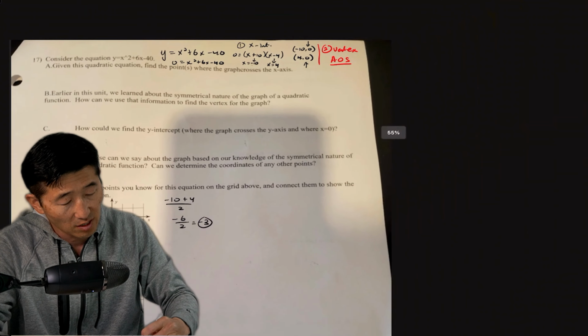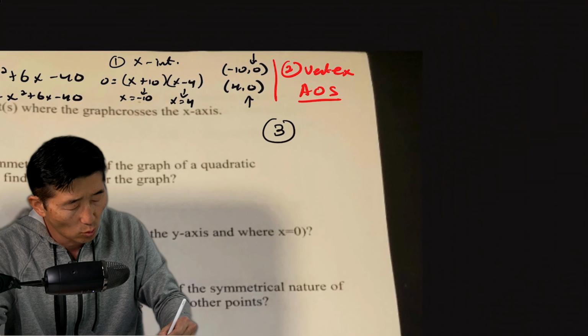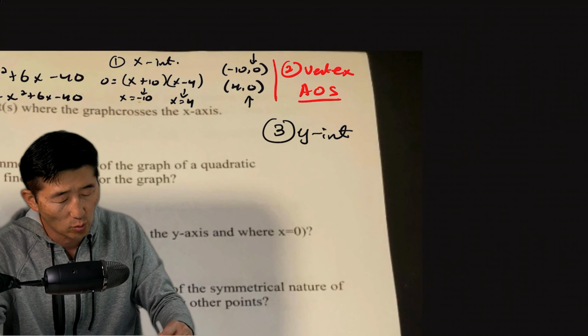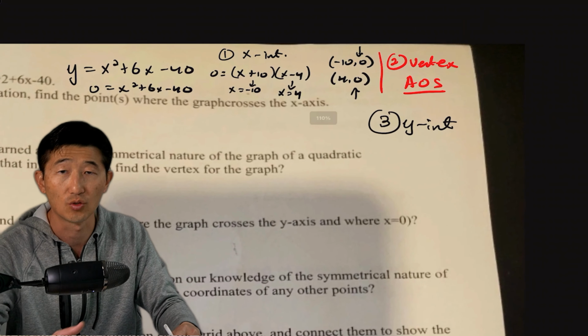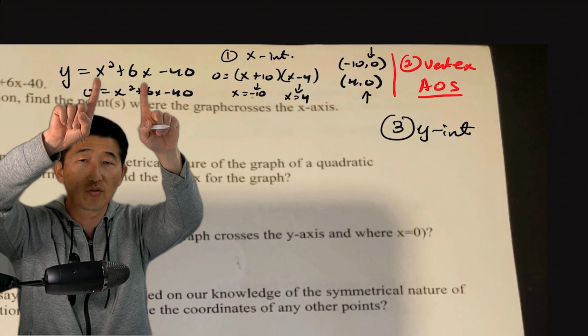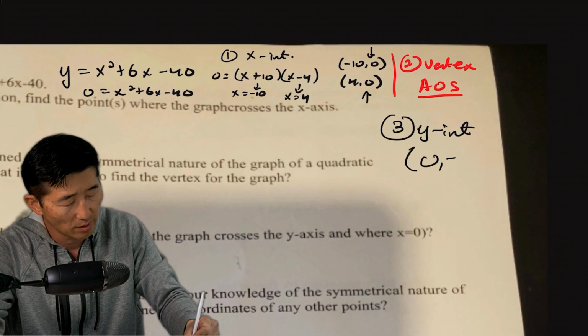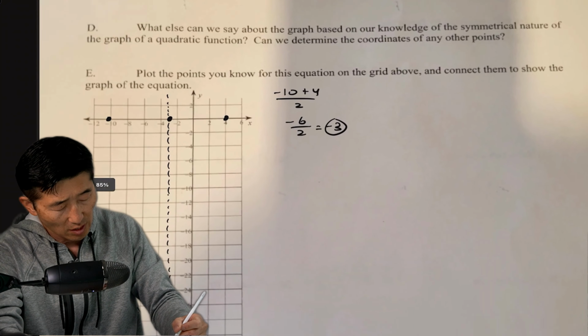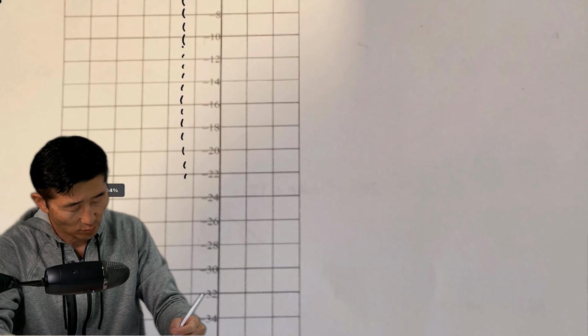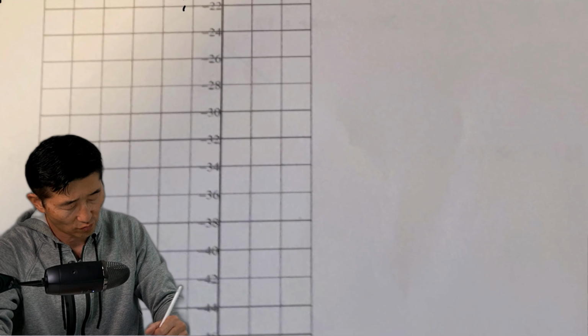The third thing you want to do is find the y-intercept. To find the y-intercept, you set x equal to 0. So if you put x equals 0 right over there, y would equal negative 40. So it's 0, comma negative 40. So you plot that point, 0, comma negative 40, which is right over here.